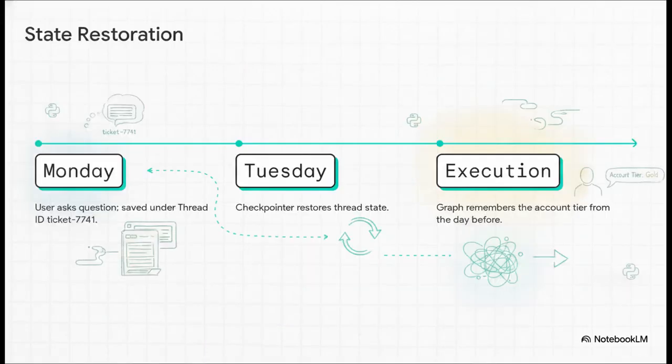Let's walk through a practical timeline to really illustrate this. Say on Monday, a user asks a question, and we assign this conversation a thread ID. Let's call it ticket 7741. The agent helps him out and looks up their account here. Now on Tuesday, that exact same user returns. Because we pass that same thread ID back into our checkpointer, it seamlessly restores Monday's state. When the graph executes on Tuesday, the agent already remembers the user's account tier from the day before. It doesn't need to ask again. It doesn't need to run the tool again. It allows for totally seamless, ongoing conversation separated by days or even weeks.